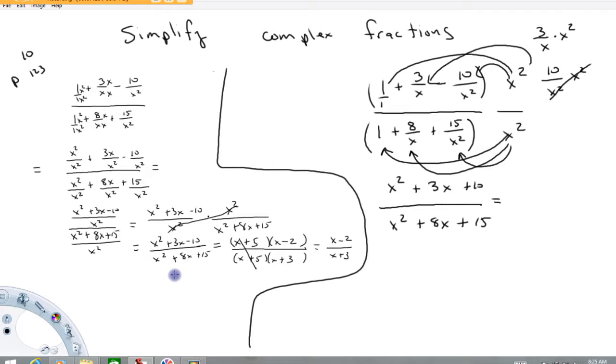Right here. And I'm not going to go through the reduction. We've already factored and reduced. So this thing right here, this whole animal, has to equal x minus 2 over x plus 3.